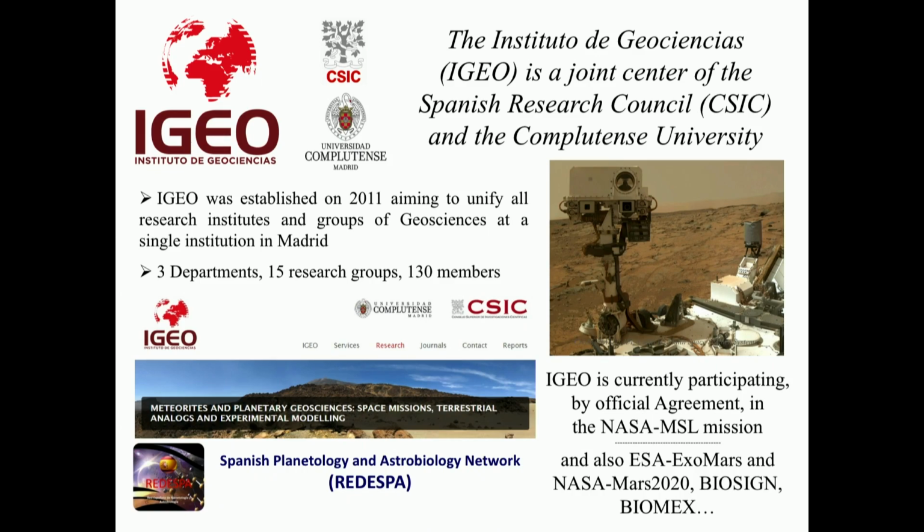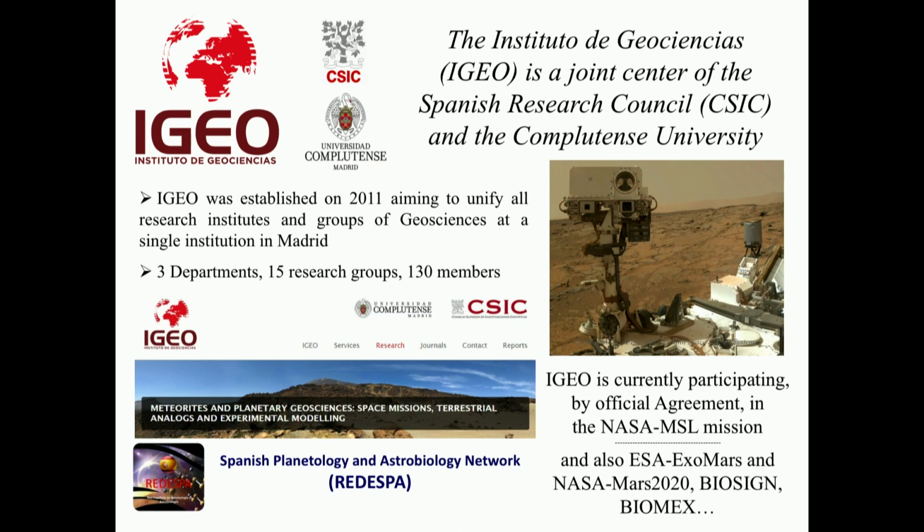So this is just some information about my institution. It is the Institute of Geoscience. The IGEO was established in 2011, aiming to unify all research institutes and groups of geosciences at a single institution in Madrid. We have 3 departments, 15 research groups, and we are around 130 members. The IGEO is a joint center of the Consejo Superior de Investigaciones Científicas, the Research Council of Spain, and the Complutense University of Madrid. To my knowledge, it is the only institution which is at present a joint center of both organizations.